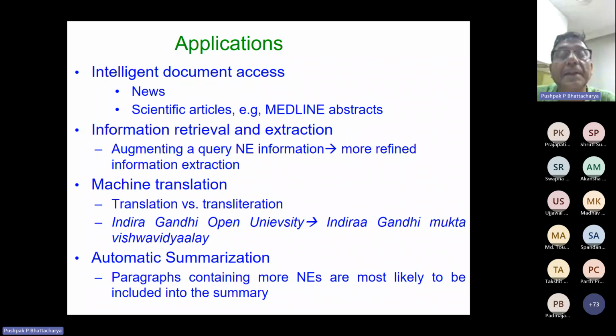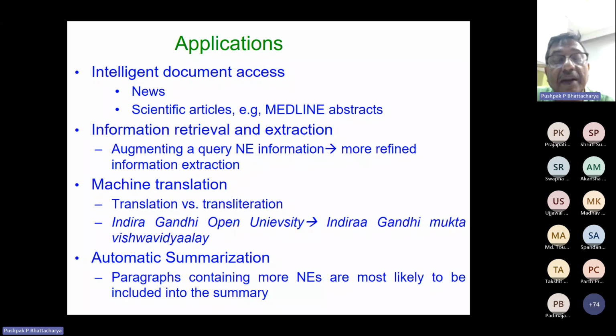If we augment the query with named entity, then the information retrieval, that is the page retrieval, as well as obtaining correct information from the page, become more effective. For example, we ask a query with Washington, and we give Washington's named entity also, Washington place. Then all the pages which correspond to Washington, DC, and not George Washington, will be retrieved. Similar is the case for information extraction. In machine translation, a very important problem is whether to translate or to transliterate. So Indira Gandhi Open University, which is the name of a university, is translated into Hindi as Indira Gandhi Mukta Vishwavidyalaya. Open University has been translated, Mukta Vishwavidyalaya. Indira Gandhi has been transliterated.